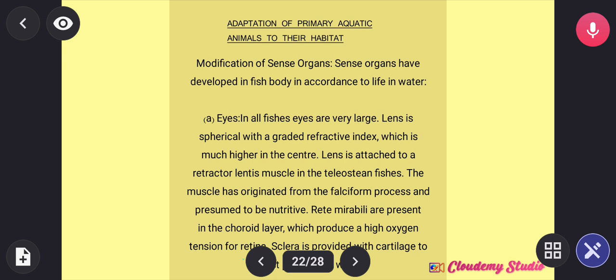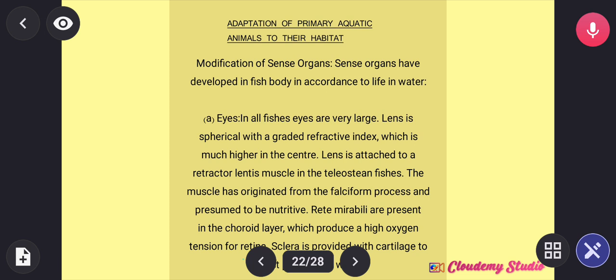And the choroid layer of their eyes consists of rete mirabile. Rete mirabile is present in the choroid layer, and it provides high oxygen tension for the retina. That is what it does. And we have the sclera as well.